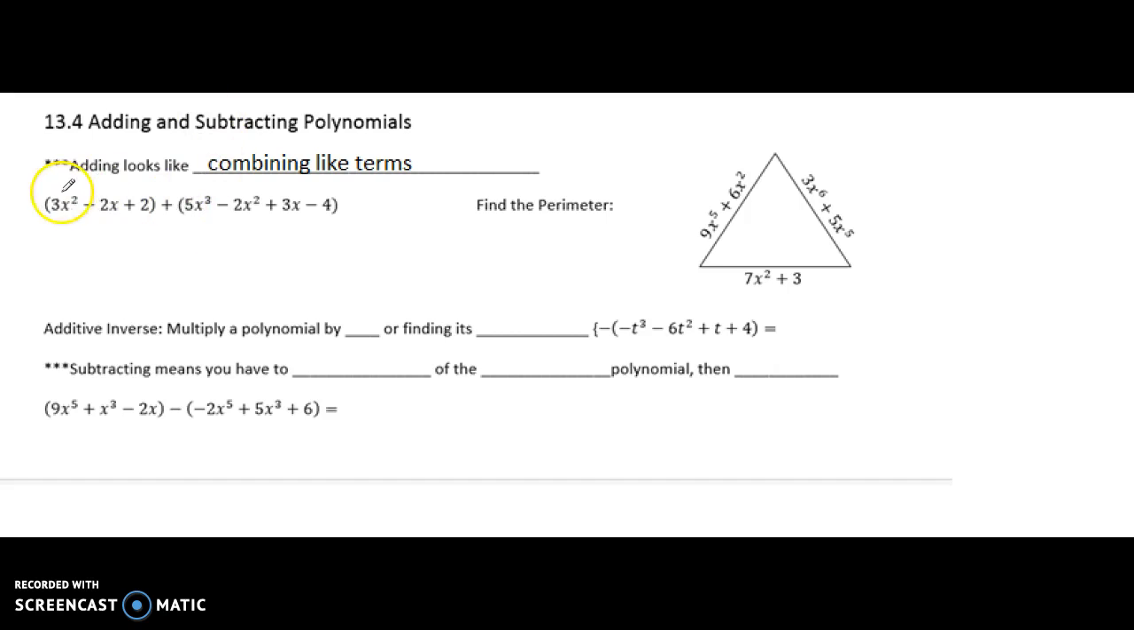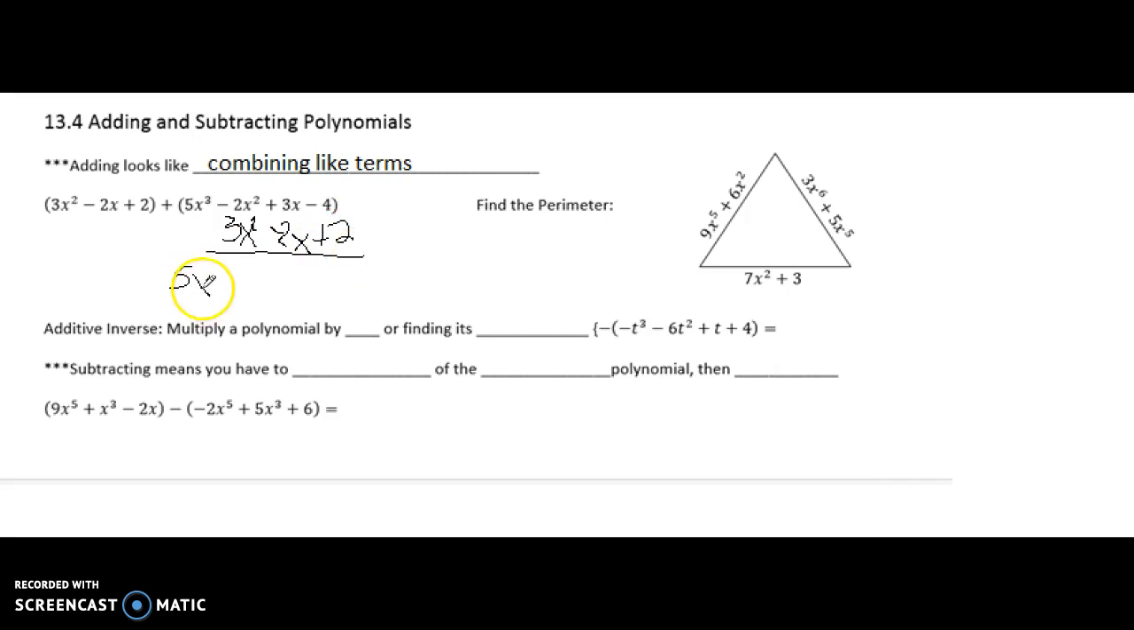So for this first one, we have a 3x squared, a 2x, and a 2. And this one we have an x cubed, an x squared, an x, and a 4. So what we want to do is make sure that we stack the like terms. So this 3x squared is going to go with this negative 2x squared. So I can write the 3x squared underneath, and then minus 2x and plus 2. And then I can just combine my like terms.